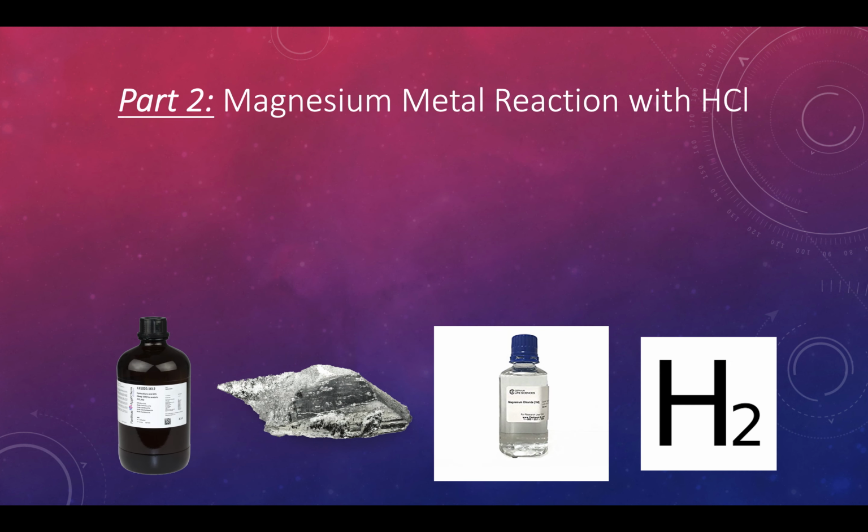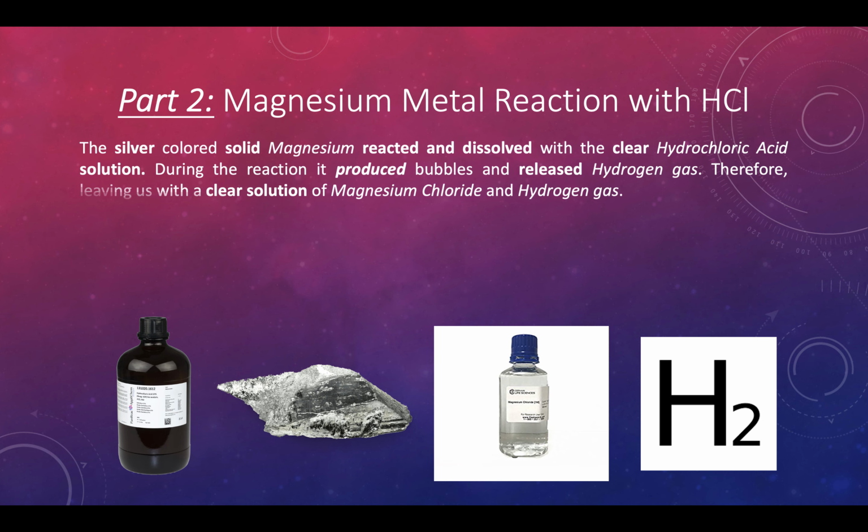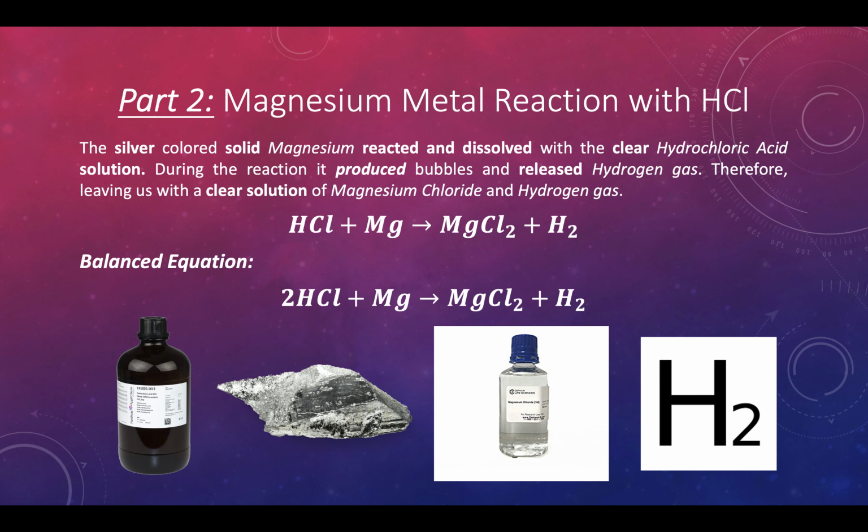For part 2, we did our magnesium metal reaction with hydrochloric acid. The silver-colored magnesium reacted and dissolved with the clear hydrochloric acid solution. During the reaction, it produced bubbles and released hydrogen gas, therefore leaving us with a clear solution of magnesium chloride and hydrogen gas. I have taken the liberty to put the equations and the balanced equation of the reaction.